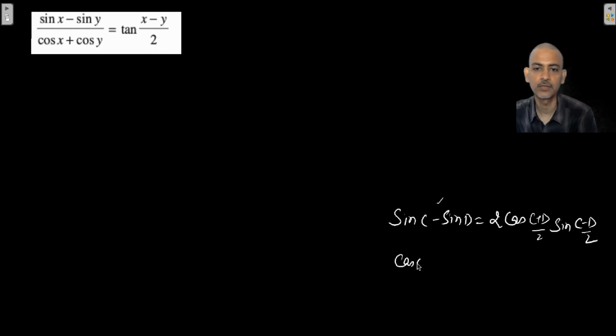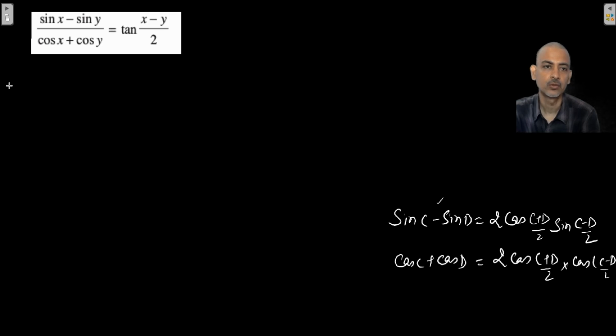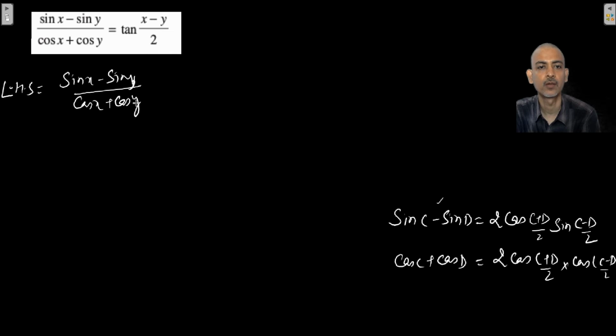Similarly, cos c plus cos d we have already done in the previous example, which is nothing but 2 of cos c plus d by 2 into cos of c minus d by 2. Alright, so you have to just use the formula. Let's use the formula here. So sin x minus sin y divided by cos x plus cos y.